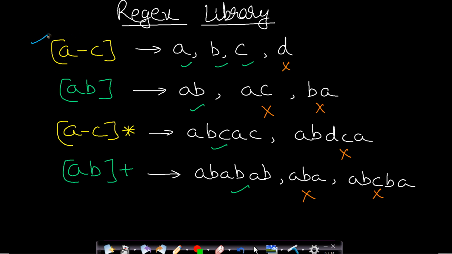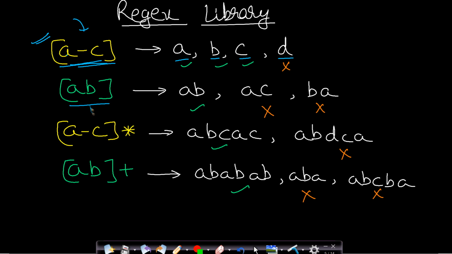So in this case, you can see that if you use a square bracket and give a range in between, then all the elements which fall in this range will be included as a valid expression. So in this case you can see that A is valid, B is valid, C is valid, but D is not valid. And also this will not be repeated.